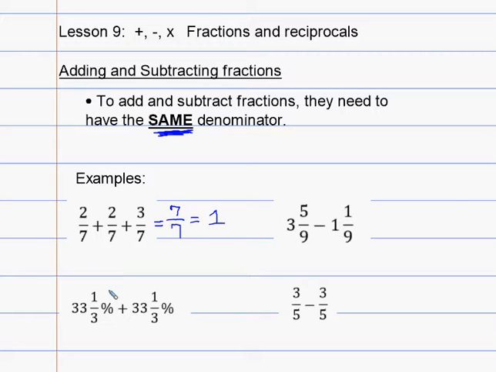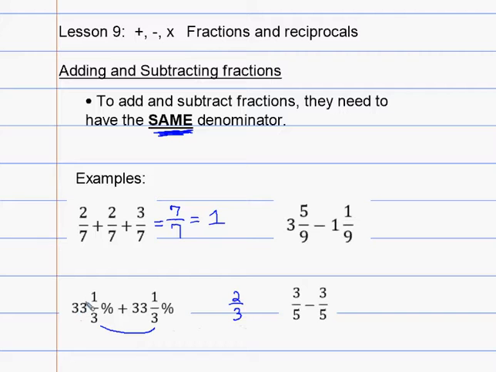My other addition example is percents. We have 33 1/3% plus 33 1/3%. So here we have some mixed numbers. And when you add mixed numbers, we're going to add the fraction pieces. So 1/3 plus 1/3, we have common denominators. So add the numerators. 1 plus 1 is 2. And you keep the denominators, so we have 2/3.